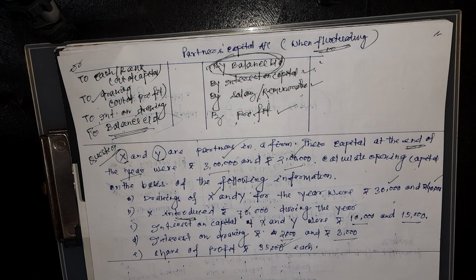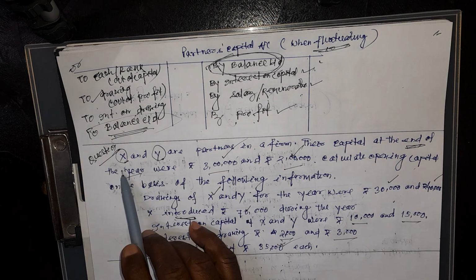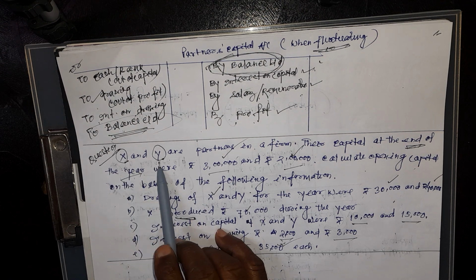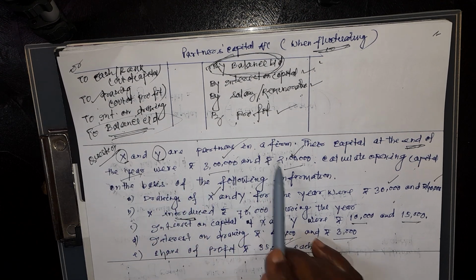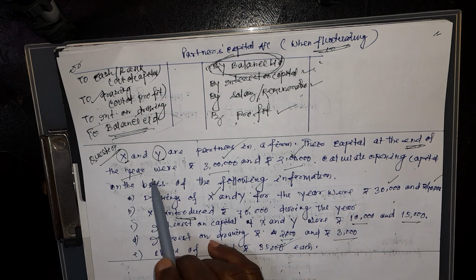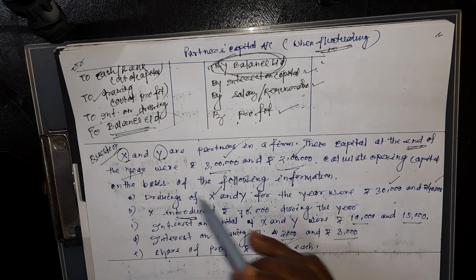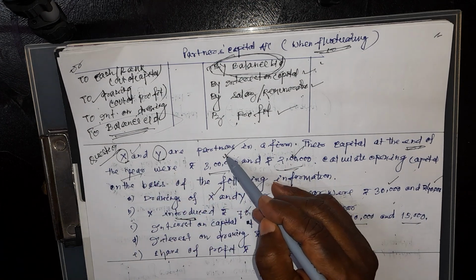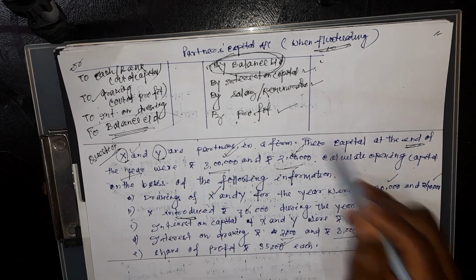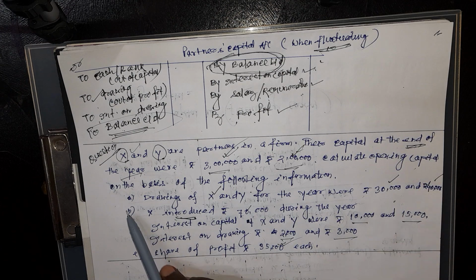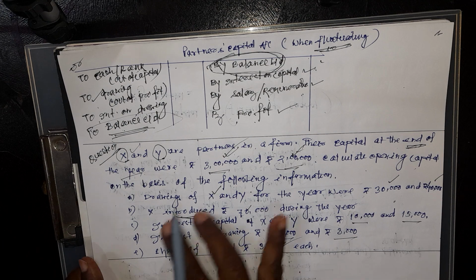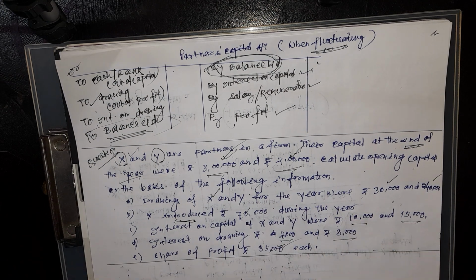Now I am going to explain one question about calculation of opening capital. So I wrote one question here. X and Y are the partners in a firm. Their capital at the end of the year, end of the year means 31st March, was 3 lakh and 2 lakh. That means the closing capital of X was 3 lakh and of Y 2 lakh. Calculate the opening capital on the basis of the following information. So, whatever information is given, on that basis you have to calculate the opening capital.